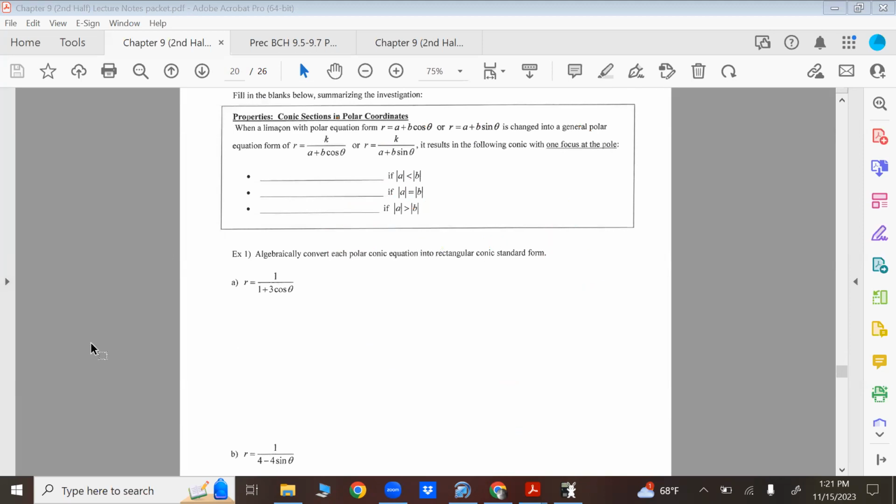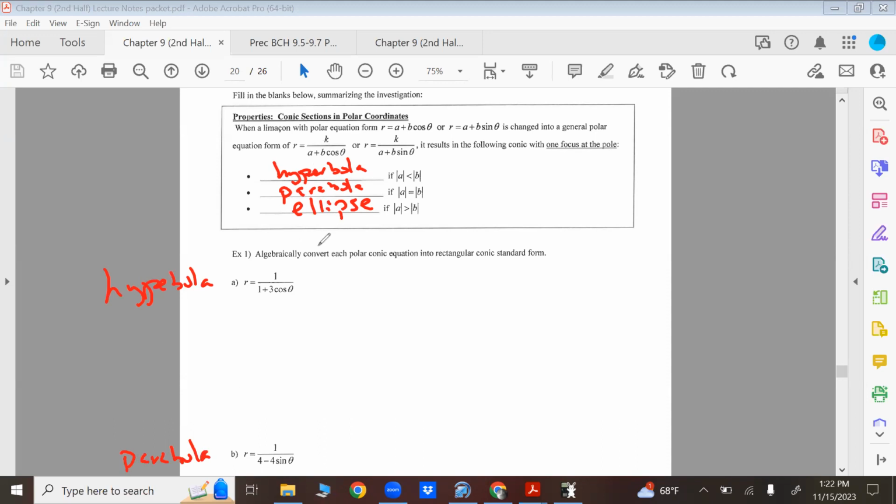generally speaking, if you take these polar equations, r equals a plus b cos theta, r equals a plus b sine theta, and put a constant on top of them, so k over a plus b cos theta, or k over a plus b sine theta, then what's going to happen, if a is less than b, you have a hyperbola. If a equals b, parabola, which is a cardioid. A bigger than b will be an ellipse. So in the case of A, that's totally going to be a hyperbola. In the case of B, it's totally going to be a parabola.